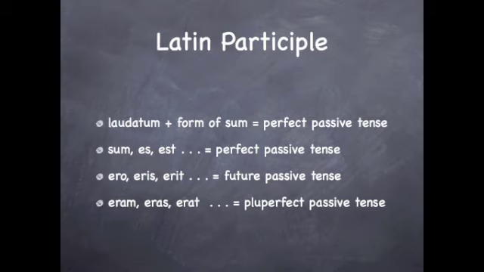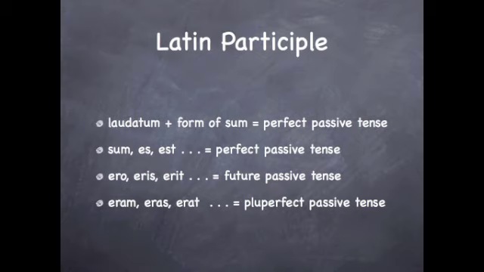Now, with the forms of sum, es, est, sumus, estis, sunt, is present. Ero, eris, erit, erimus, eritis, erunt is future, and eram, eras, erat, eramus, eratis, erant is imperfect. You don't have to worry about the perfect forms here. None of the fui, fuisti, any of that. You don't have to worry about it. To make the perfect passive tense, just perfect passive, you use the present form of sum. And really this makes sense because sometimes we'll refer to the perfect tense as the present perfect tense. So present goes with the perfect tense.